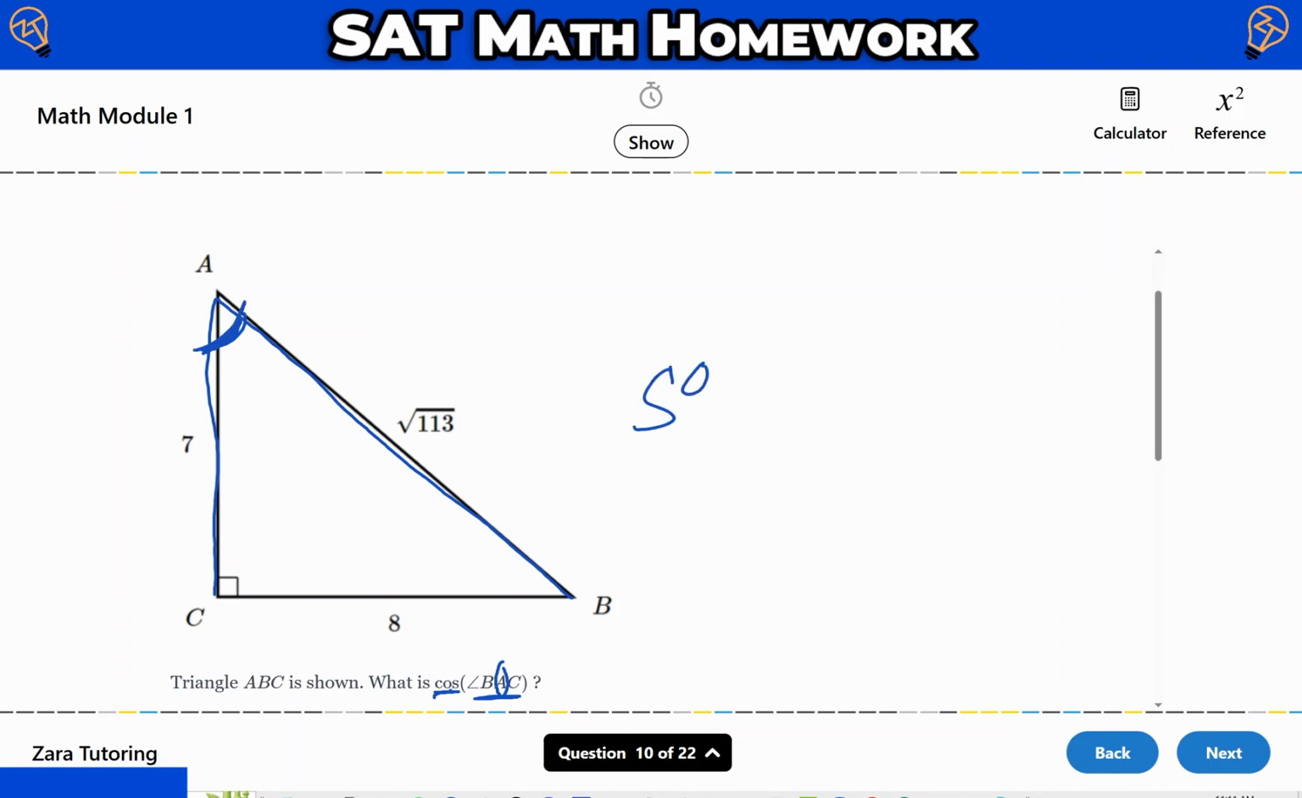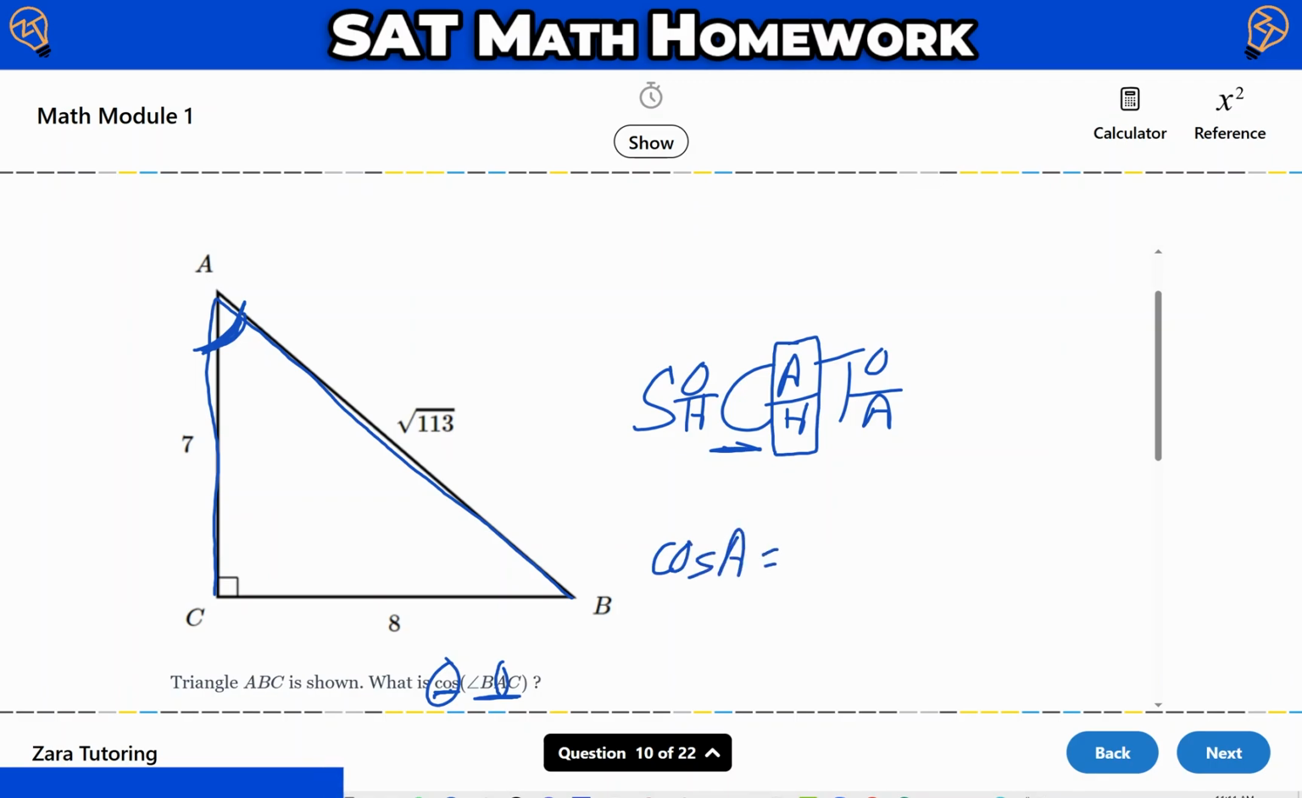Now, according to SOHCAHTOA, which you definitely want to have ingrained in your mind for the relationship between the opposite, adjacent, and hypotenuse sides, cosine is defined as adjacent over hypotenuse. So we could just say cosine A, we're going to do adjacent over hypotenuse.